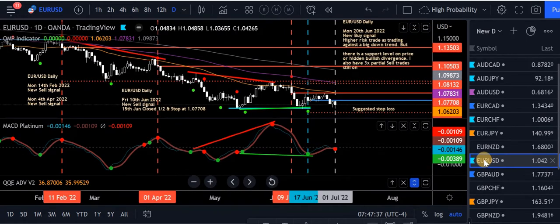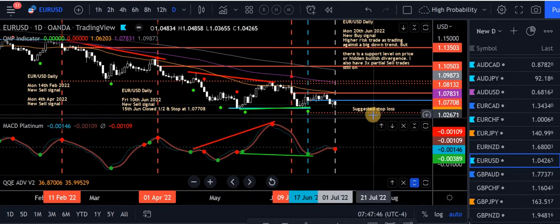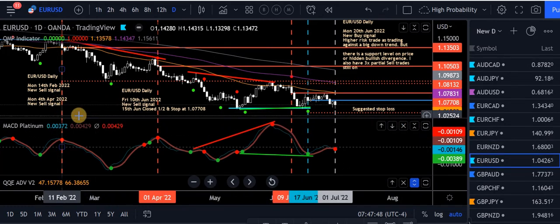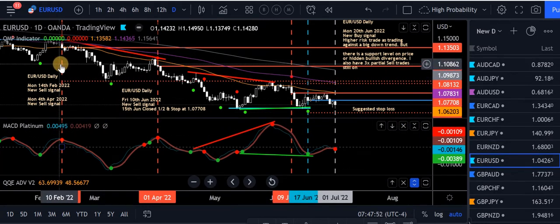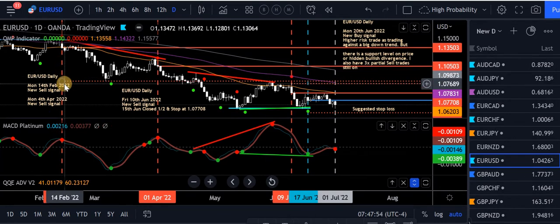Euro USD, what do we got here? I'll just look at my notes here. All right, we're in a few trades with the euro, obviously. There's a sell back here on the 14th of Feb. We're still in that. Stop for that's there.